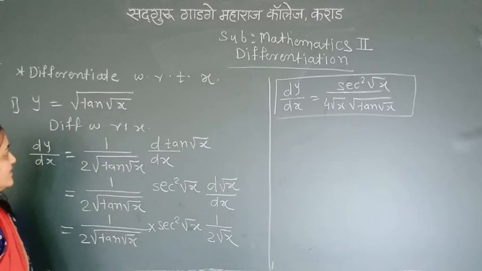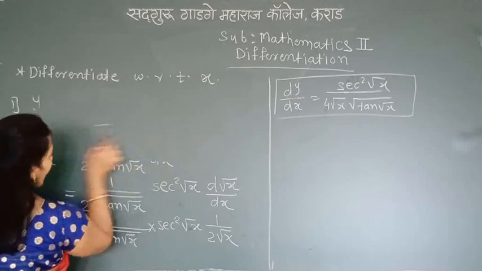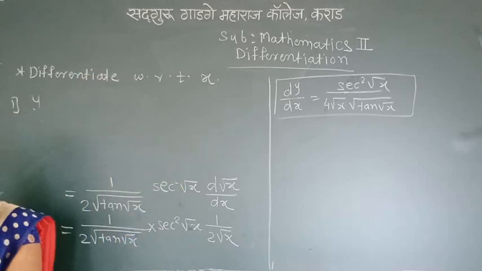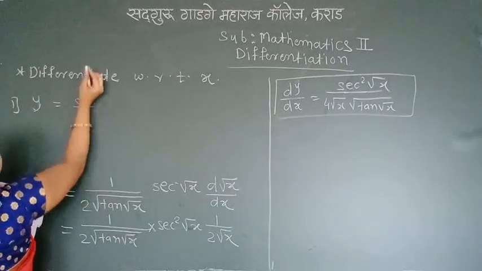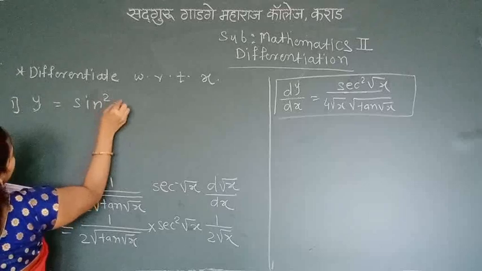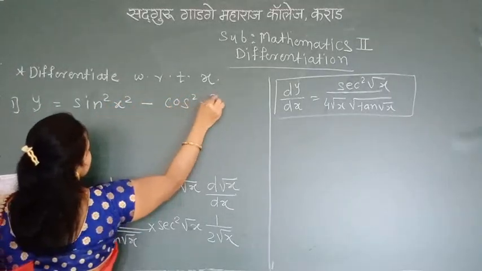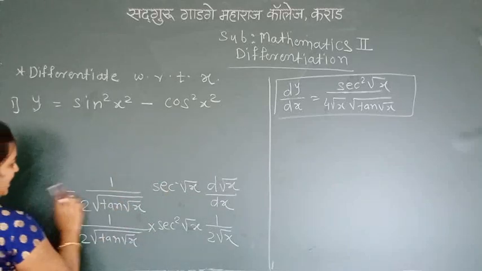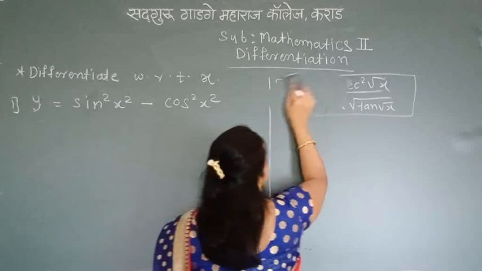Now we can take the next example. y is equal to sin square x square minus cos square x square.